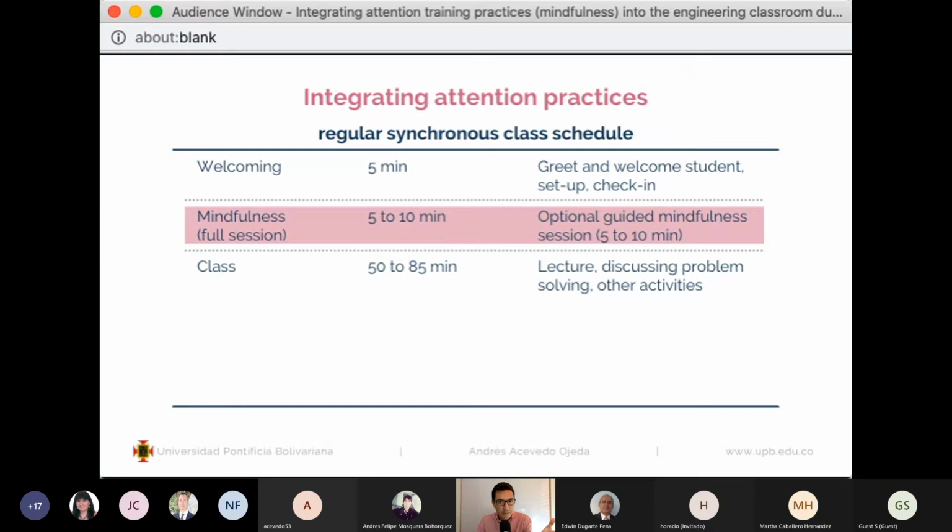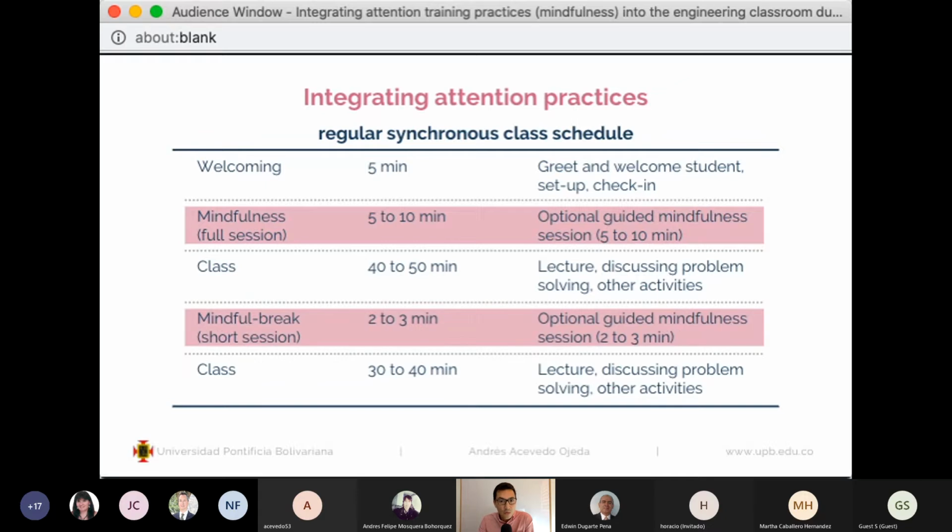Offering the practice at the beginning of the class helps to create a more intentional environment and allows students and myself to feel more engaged for the class. Before and after some of the sessions, I also share theory and reflection about the mindfulness practice. This helps students to understand better what they're doing and why they're doing it.